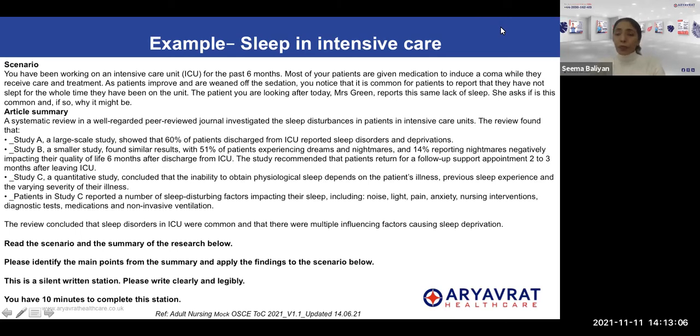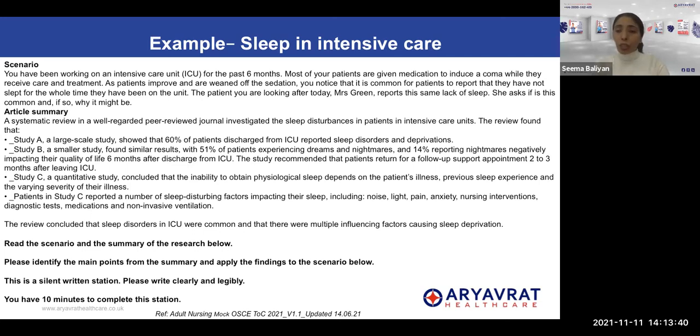She reports the same lack of sleep, and she asks if this is common, and if so, why it might be. So now I think that you will understand, and I'm sure that at some point you would have been in this situation when a patient would have asked you a similar question. Now, when we get asked these types of questions, we always refer to that why in the answer, we try and refer to some kind of an example or some kind of evidence to reassure the patient that it is not uncommon for these things to happen, or that it is something that they will usually come across, or it is an expected finding.